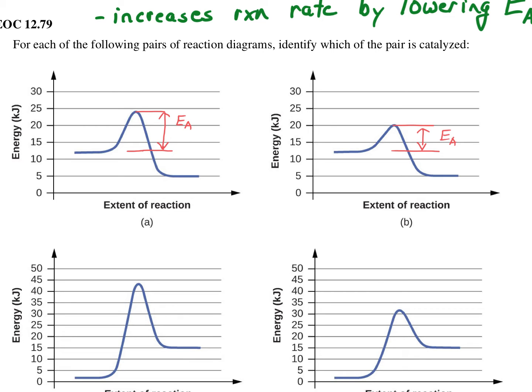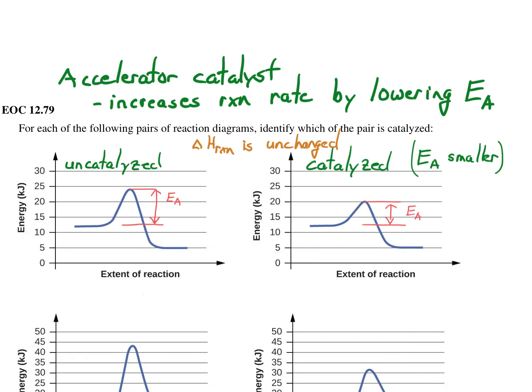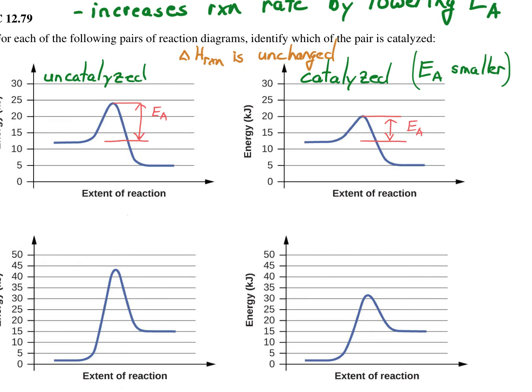And we see that in reaction coordinate diagram B, the activation energy is considerably smaller. So B is going to be the catalyzed reaction. Want to stress, however, that delta H of the reaction is unchanged. Let's see that on the reaction diagrams.